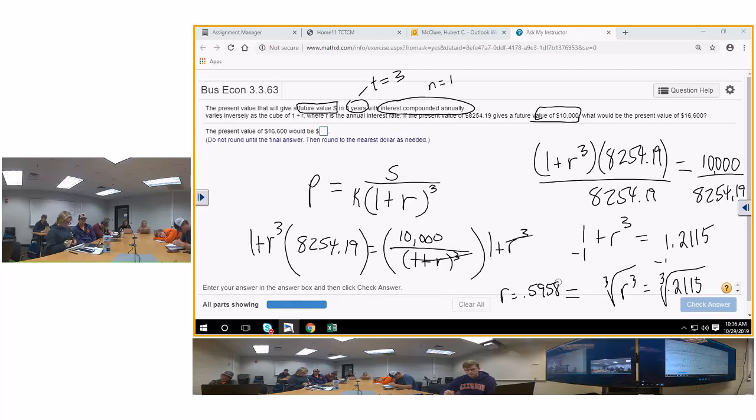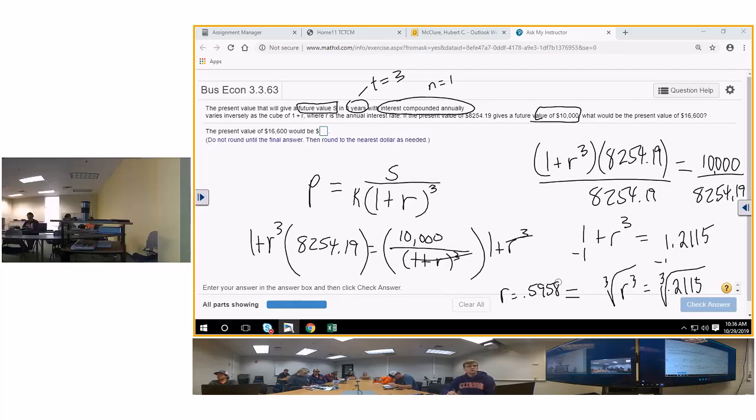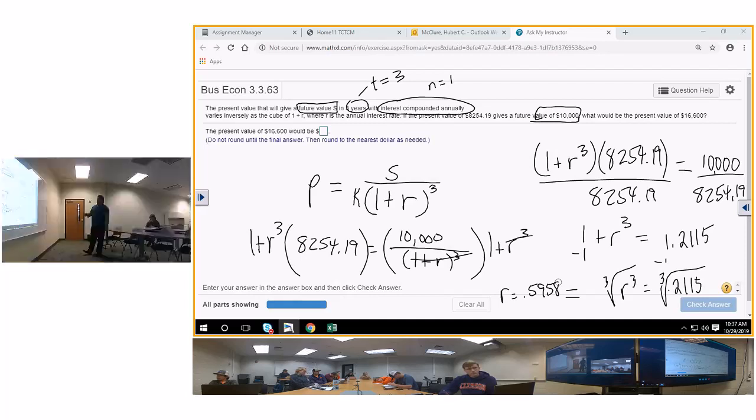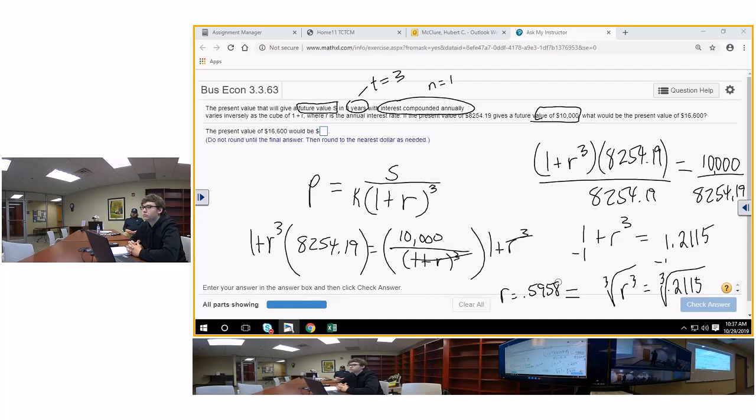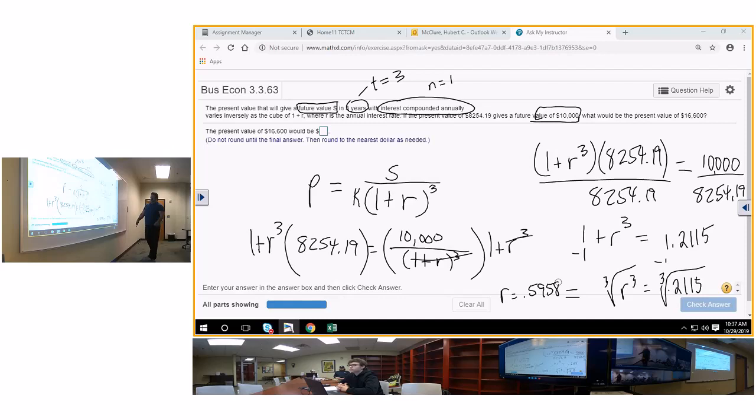That's a very high rate. You sure you got it? Take 0.2115 and raise it to the 1/3 power. Did that cube cancel itself? Those two 3s right there, that cube. Yeah, these two cancel. Okay, and whatever you get is R, but that's very high.